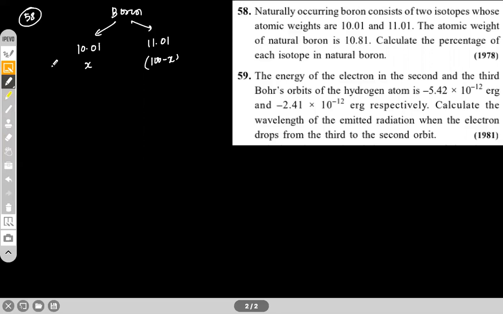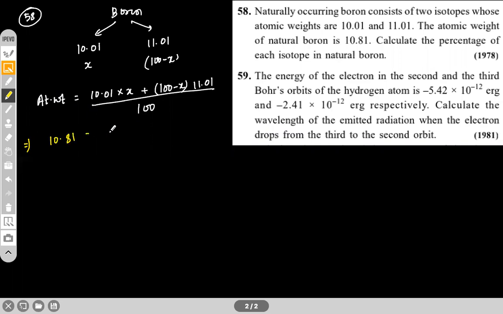So the atomic weight of boron equals 10.01 into X plus 100 minus X into 11.01, divided by the total composition. We are assuming 100, and you have to solve this equation. So the right hand side is 10.01 X plus 1101 minus 11.01 X, divided by 100.